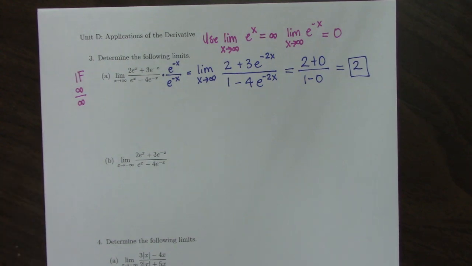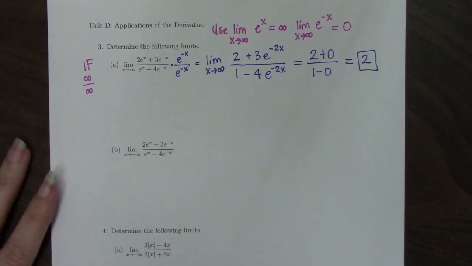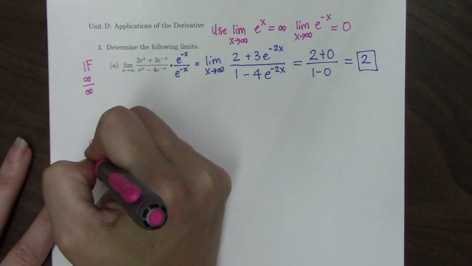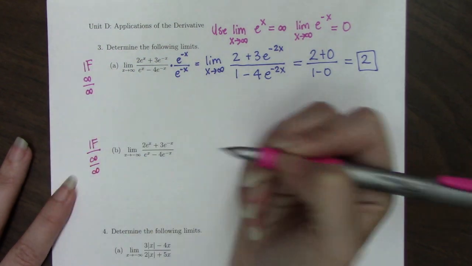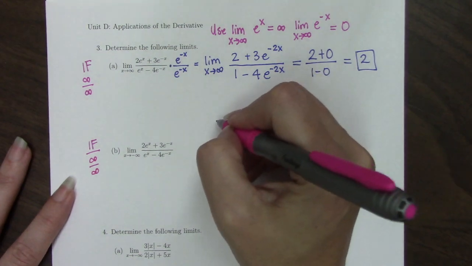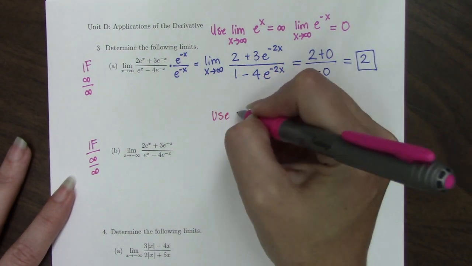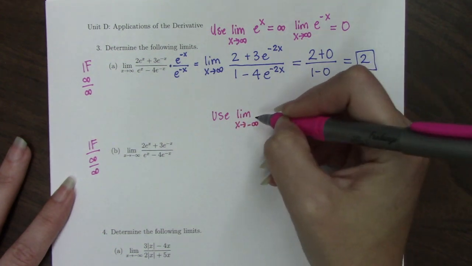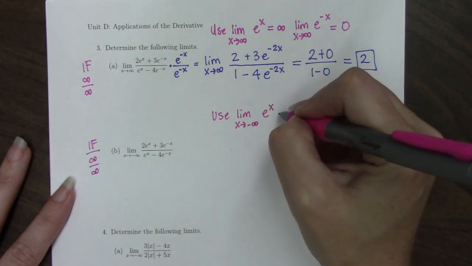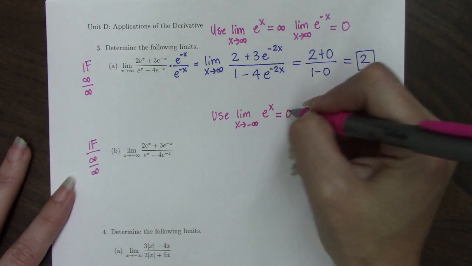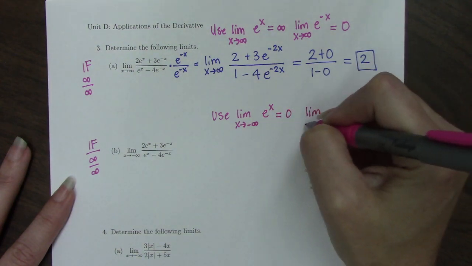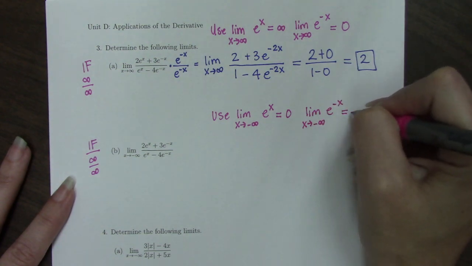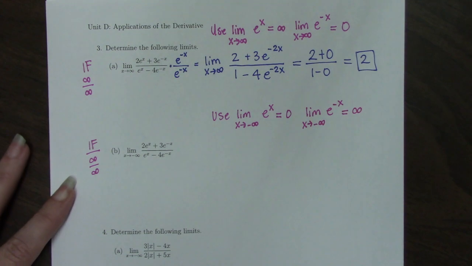Part B wants us to do a similar type equation, but now it wants us to look to negative infinity. So we're still in an indeterminate form of infinity over infinity, but now I want to use my limits that deal with negative infinity. So the limit as x goes to negative infinity of e to the x equals 0, and the limit as x goes to negative infinity of e to the negative x equals positive infinity.